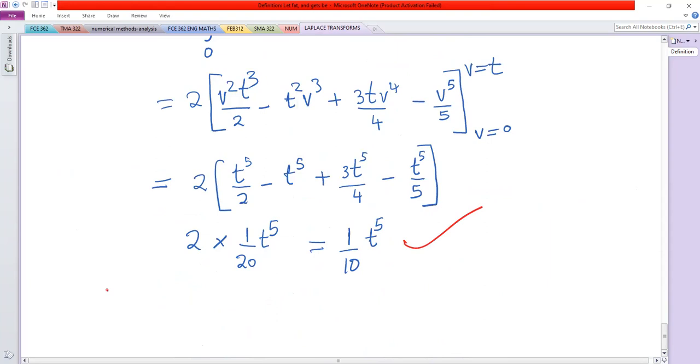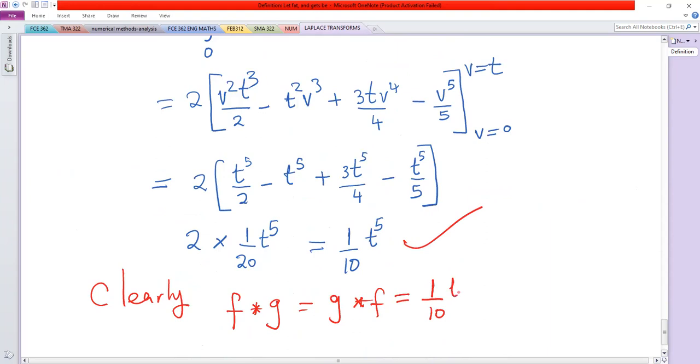So clearly, f convoluted with g is the same as g convoluted with f. And in this case, the answer is 1 over 10 t power 5. So that's how we show that the commutative property for convolution works. Actually, it's true in general, and here it is specific to this particular question.